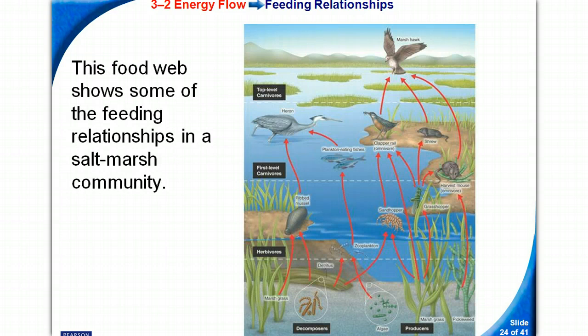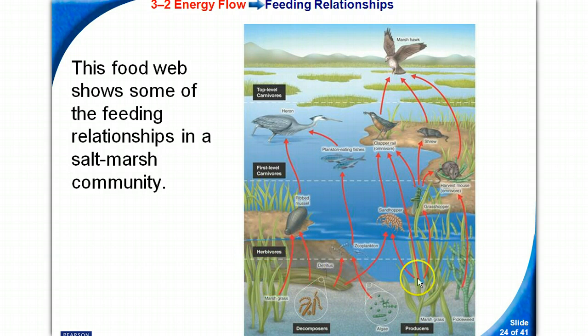Alright, so this food web shows some of the feeding relationships in a salt marsh community. If you look at it, here's the bottom of the food chain. You have the producers, the algae, then you have the decomposers. Now, here's what happens. The decomposers eat off the dead matter, and then the algae use the sunlight and make more algae, which is how that happens. All right, then you have your marsh grass, your pickleweed.